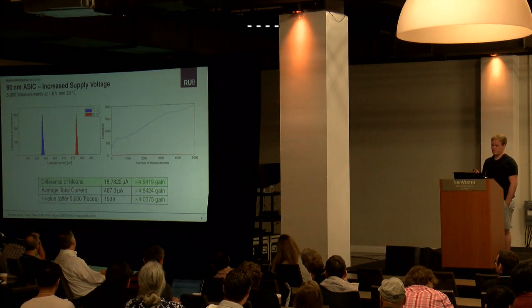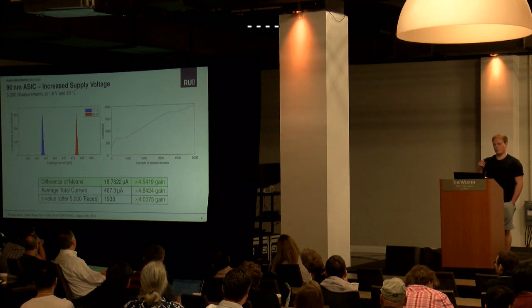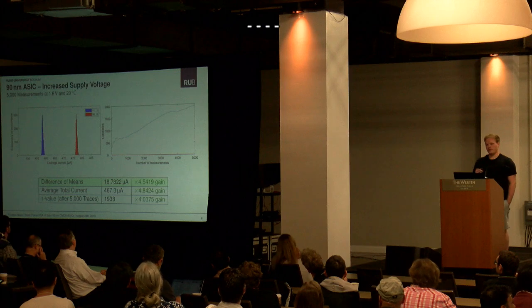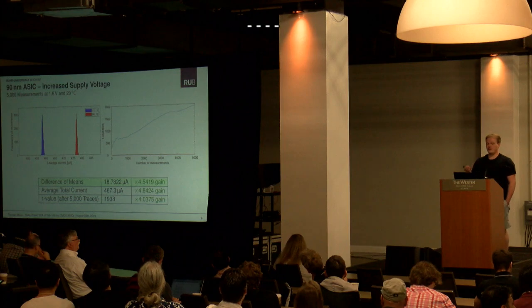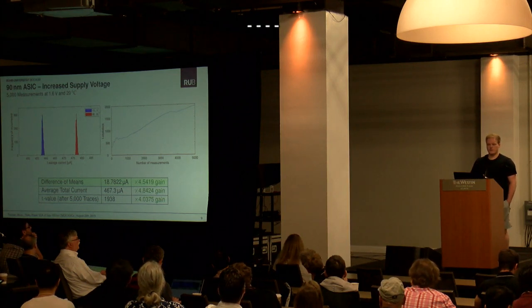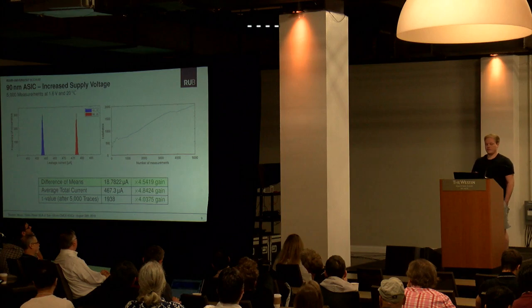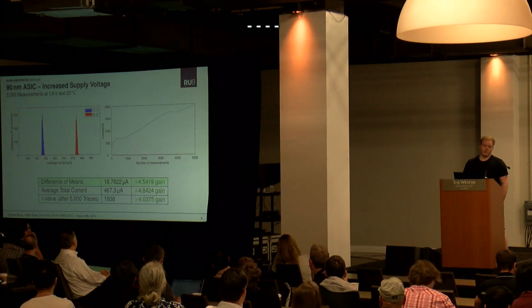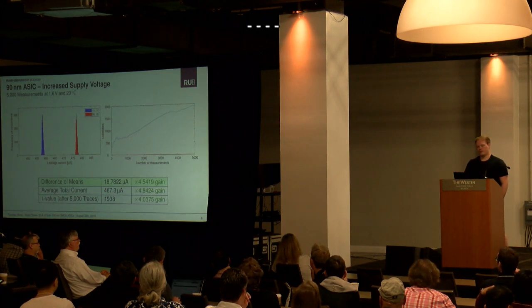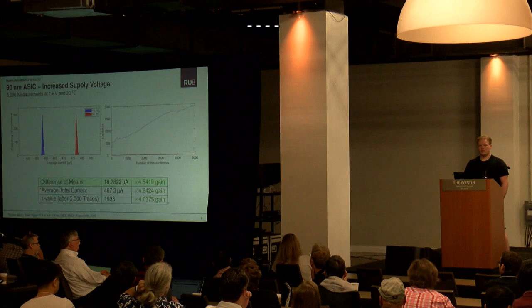So what we do as a first step is just increasing the supply voltage from 1.2 volt to 1.6 volt. Nothing else, still 20 degrees, still in the climate chamber. And we already get a 5-fold increase in basically all the metrics. So the current drawn by the ASIC is 5 times as large, and also the difference of means between our data distributions is 4.5 times as large. So you don't even need a heating chamber, just some constant temperature. You increase the voltage, and you get significantly better exploitability.